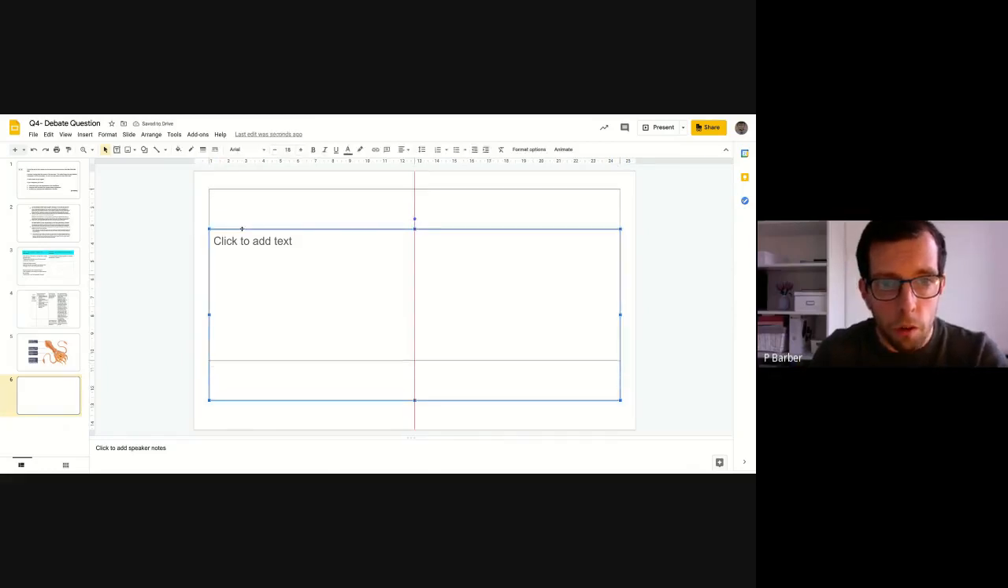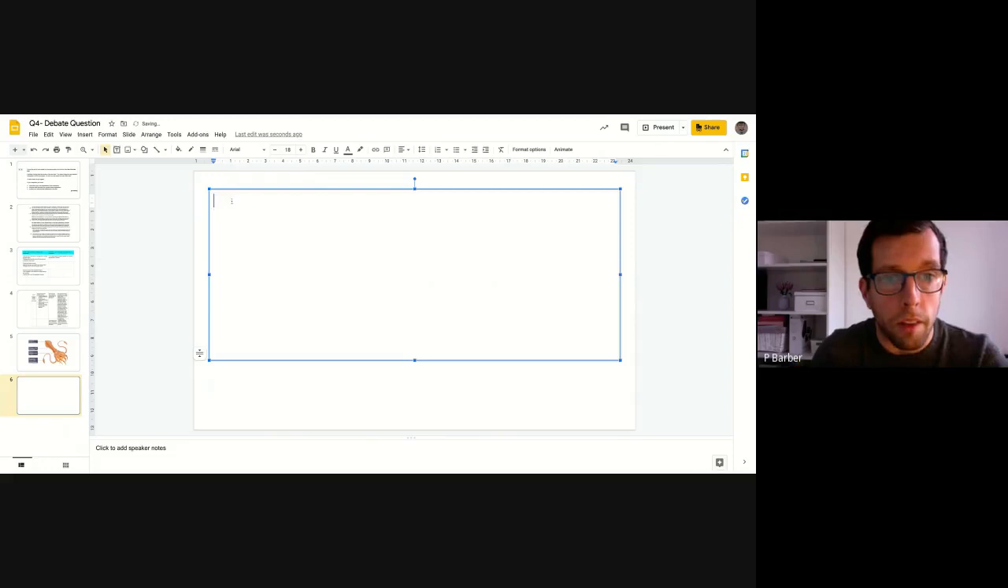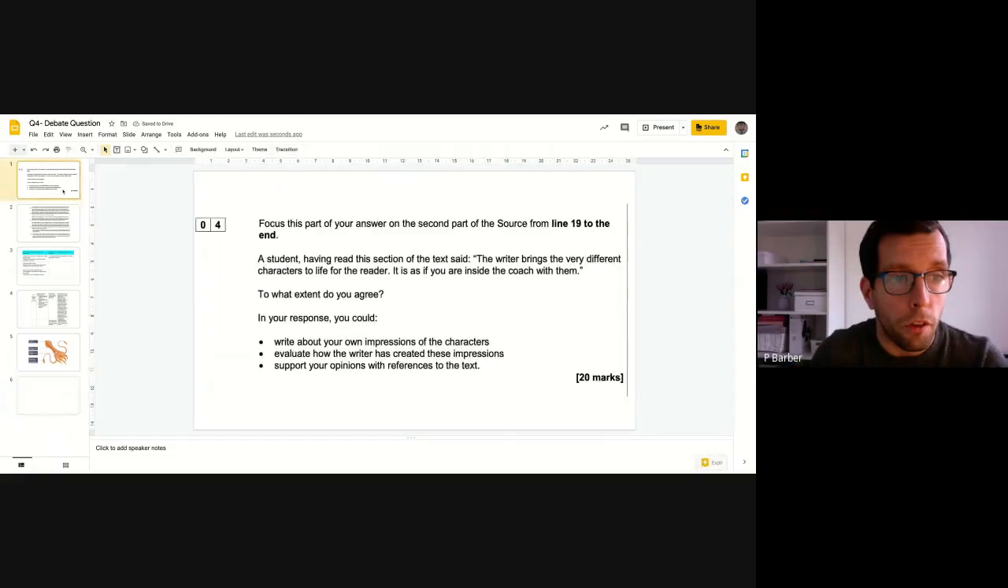The first thing we need to do is make a point about the character, and ideally we need to make sure that we are referencing the statement that the student makes, which is the writer brings to life the characters for the reader. It is as if you're inside the coach with them.